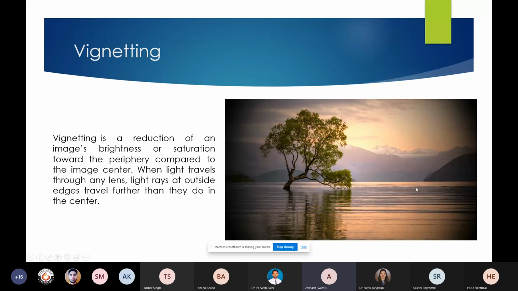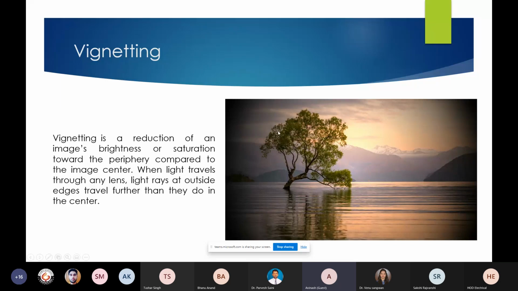Another thing that can introduce some vignetting could be the shape of the lens itself, or the shape of the camera device itself, where generally there's some sort of covering outside of the lens, and some of the light can get diffracted at the edge of that covering, and that can also introduce some vignetting on the image plane.